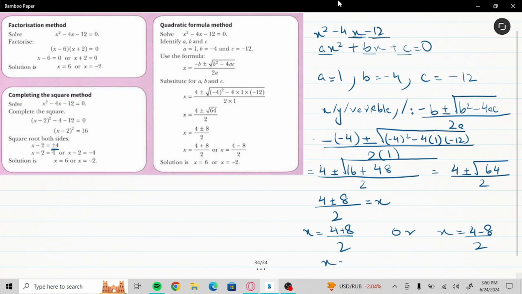And x is equal to 8, 9, 10 divided by 2 is 5, if I'm not wrong. Sorry, 4 plus 8. So 8 plus 4 divided by 2 is 6. Or x is equal to 4 minus 8 divided by 2, which is negative 2.